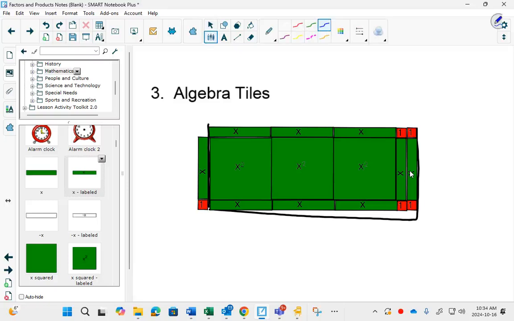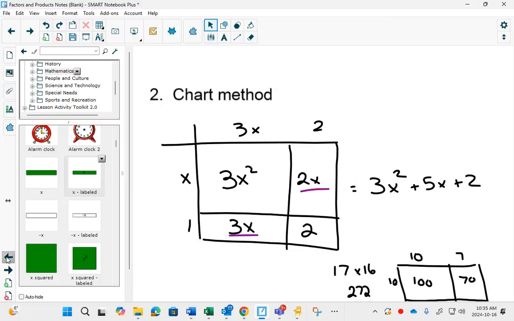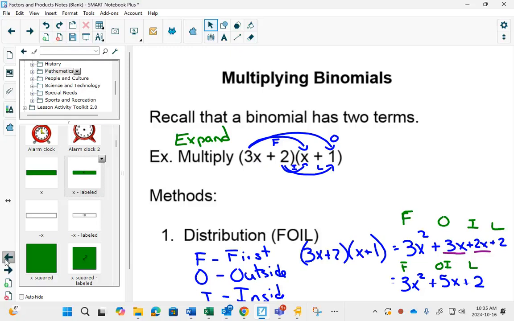Now that you've got the box, here's the rectangle, outline it in blue. Now that you've got that, you say, well, what's in that rectangle? I have 3x squared, I have 5x's, and I have 2 1s. So I get 3x squared plus 5x plus 2. So I hope you understand the algebra tiles method, because sometimes on quizzes there'll be questions, multiple choice or short answer, that'll say, can we show it with algebra tiles? But generally, we're going to use our chart method and FOIL more often.